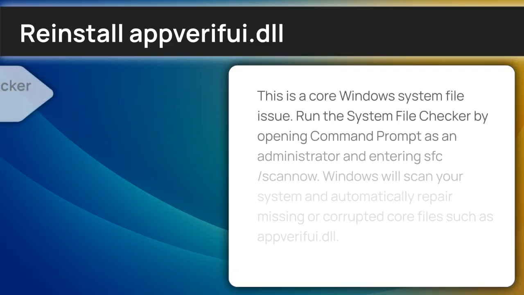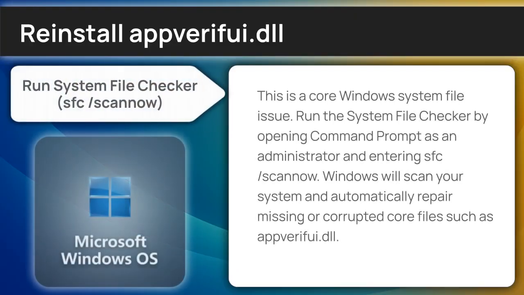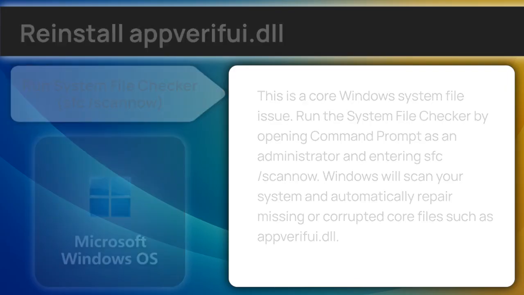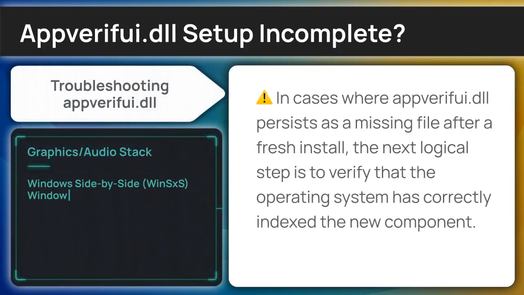Since this involves a protected library, we should use the standard Windows repair protocol. Execute sfc /scannow from an elevated command prompt to detect registry inconsistencies and repair files like the Appverifui UI DLL. Should the file remain missing after a reinstall, we need to ensure that the operating system is forced to re-index its shared library paths.